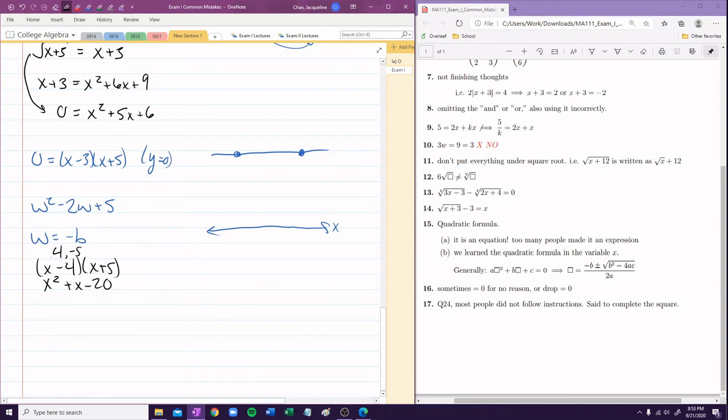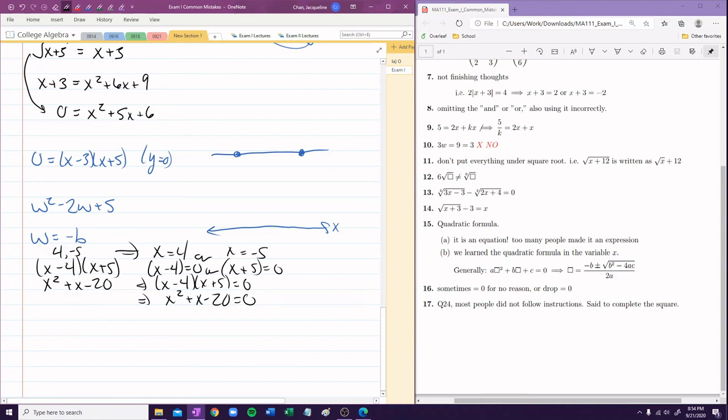Okay, but this is not right. If I'm given zeros of 4 and negative 5, what does this imply? This implies x is equal to 4 or x is equal to negative 5. So then I can subtract 4 from both sides. So x minus 4 is equal to 0 or x plus 5 is equal to 0. What does that mean? This is pretty much using the zero product property in reverse. So (x minus 4)(x plus 5) is equal to 0, and then you'll get x squared plus x minus 20 is equal to 0, right?